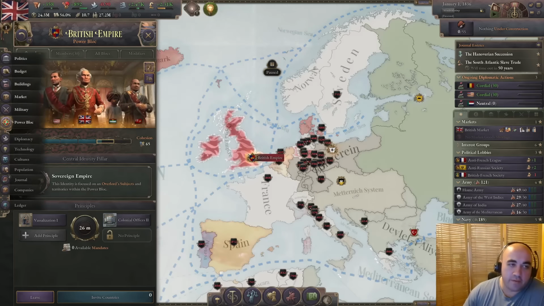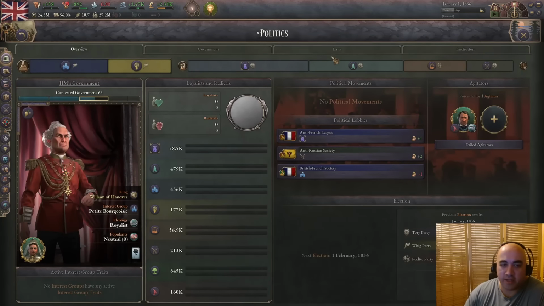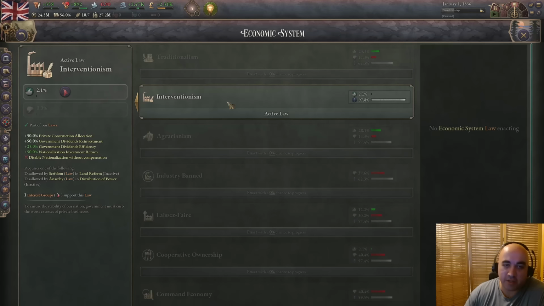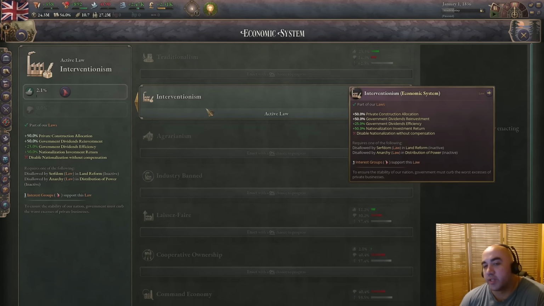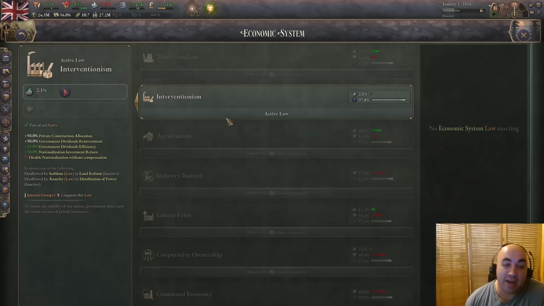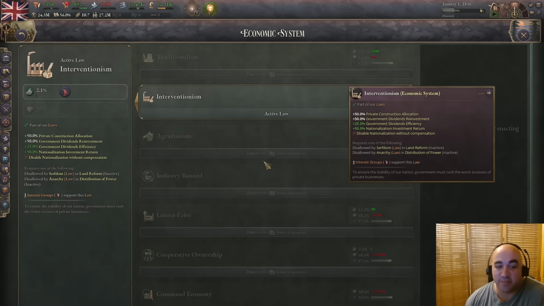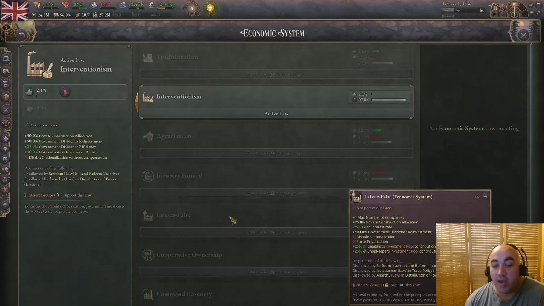I did want to talk very briefly about economic systems and Sovereign Empire. I think Sovereign Empire actually wants to play interventionism. The reason why is kind of going back to the fact that if you can pull someone to your bloc, you can subjugate them if they're a minor power or more, and interventionism leans into that quite nicely. If you're on laissez-faire, anyone can buy your buildings.